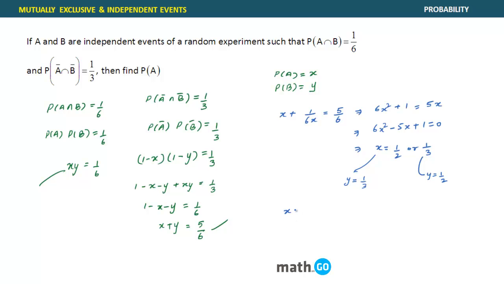So there are two pairs. You can say x is equal to 1 by 2 and y is equal to 1 by 3 will be one of the answers, or x equal to 1 by 3 and y equal to 1 by 2. So both of these are your answers. Okay, just keep that in mind.